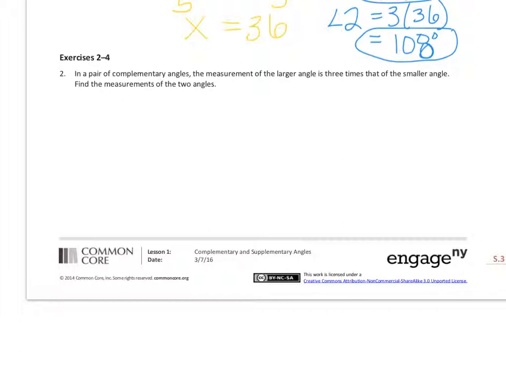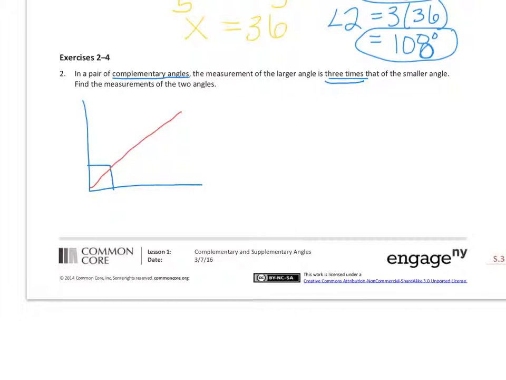All right, the third problem on this page is another complementary question. So complementary angles. In a pair of complementary angles, the measurement of the larger angle is three times the smaller angle. All right, so first thing I would do, I like to draw the diagram out. So I'm going to draw a 90-degree angle, right? Because if I have two complementary angles, they form that 90 degrees. And it's okay that I don't draw it to scale. I'm just doing a visual for me to understand what's going on.